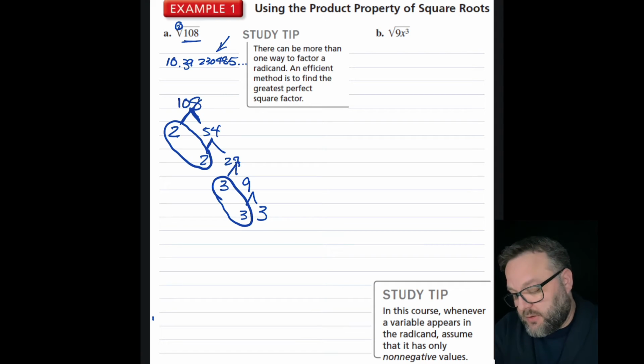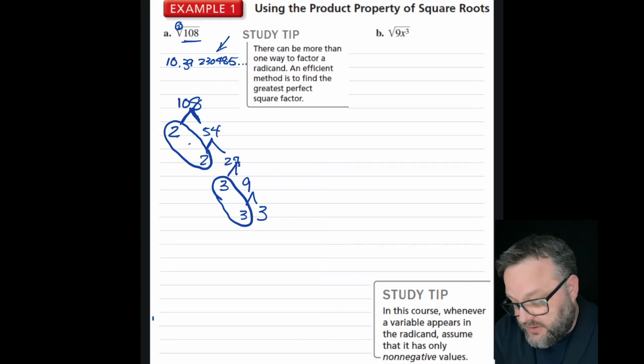What I'm going to be able to do is this is 2 times 2 times 3 times 3 times 3. That's what all this means. If I multiply all that up, I will get 108. Well, if I take them out in pairs, that means I actually take out the pair of 2 times 2.